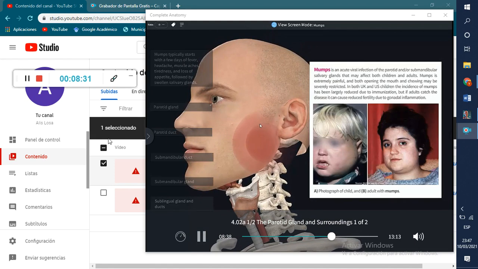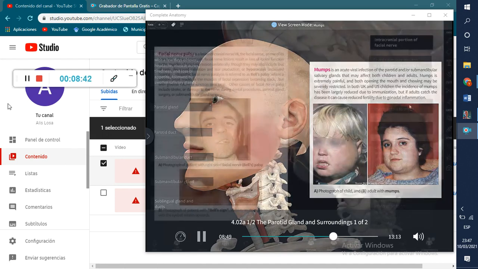If you are not vaccinated against mumps and you contract it as an adult, that is pretty unfortunate because it can actually lead to reduced fertility because you can get inflammation of the gonads as well.